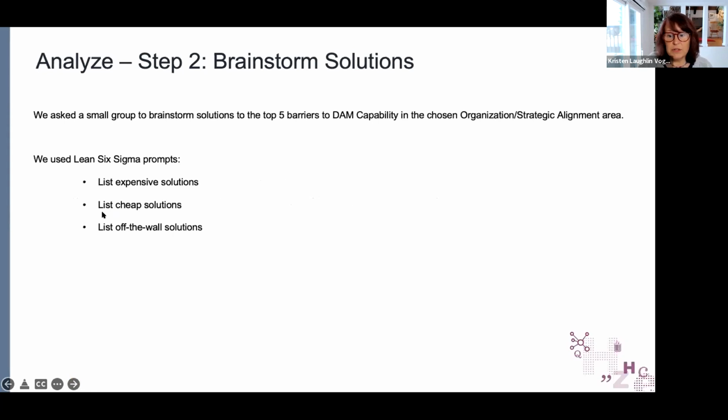So our next step was to brainstorm solutions to those top 5 barriers. And we used the Lean Six Sigma brainstorm prompts, including list all the expensive solutions you can think of, list all the cheap solutions you can think of, list all the off-the-wall wild solutions you can think of, even if you think that we would never do it, just list it anyway. And this is meant to get the broadest brainstorm results.